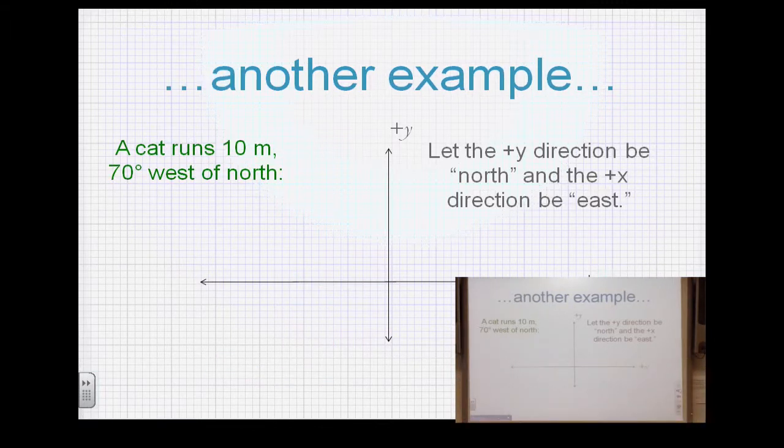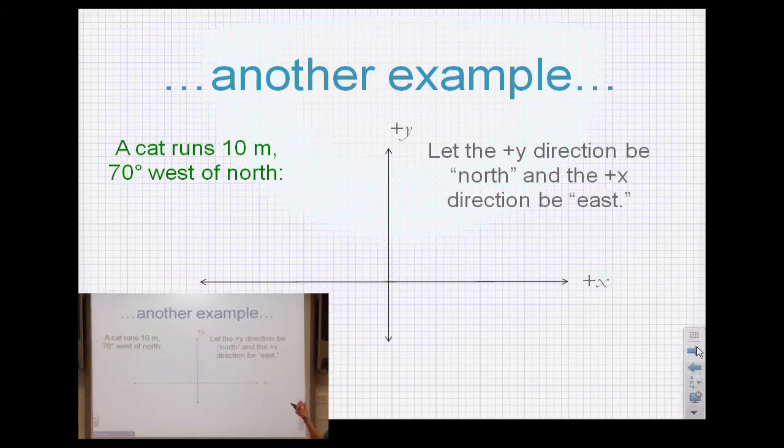A little bit more complicated example. Here we have a cat that's running 10 meters, 70 degrees west of north. So that's a common way that they are going to express direction in your textbook, even though this is not an angle given with respect to the positive x-axis. We can kind of figure out what they mean by this. West of north would be pointing in the second quadrant. So since I don't have a protractor, I'm just going to estimate 70 degrees to the west of the positive y-axis. So let's say this is about 70 degrees here.